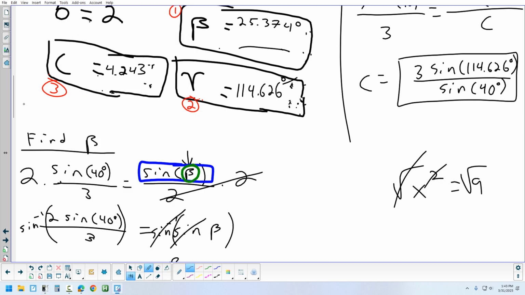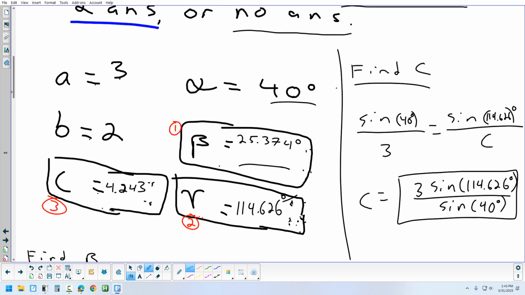4.243. Okay, always check. Biggest side should be with the biggest angle, smallest side with the smallest angle, and any two sides added together need to be bigger than the third. Looks good. Okay. Any questions on that?